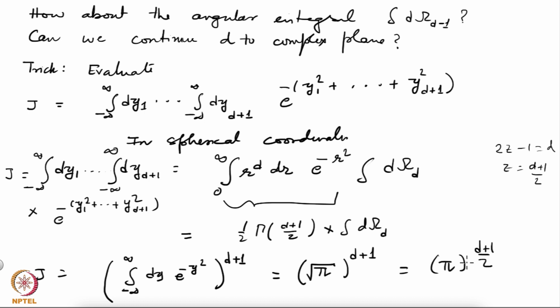So J is pi power d plus 1 over 2, and J is also half gamma of d plus 1 over 2 times integral d omega d. So from this I can just extract integral d omega d, the volume integral, which is 2 pi power d plus 1 over 2, over gamma of d plus 1 over 2.